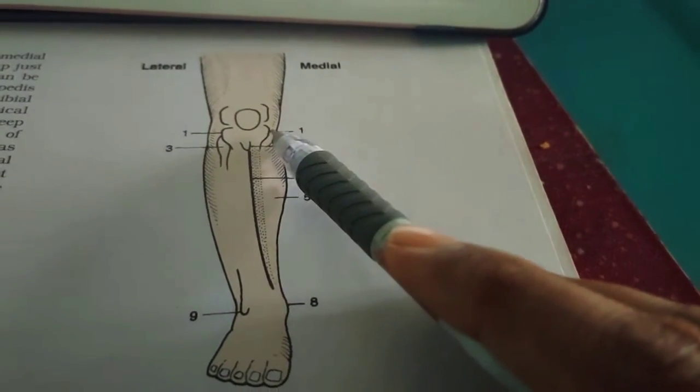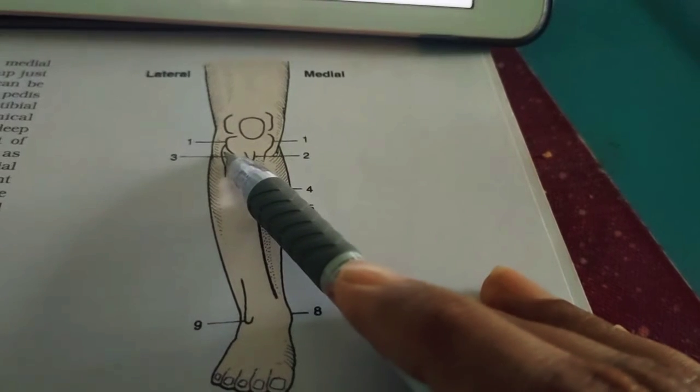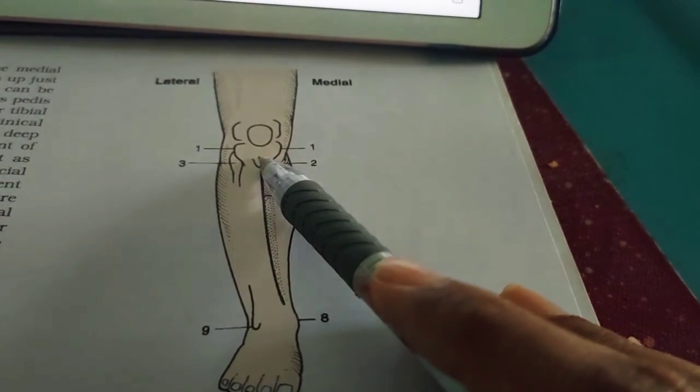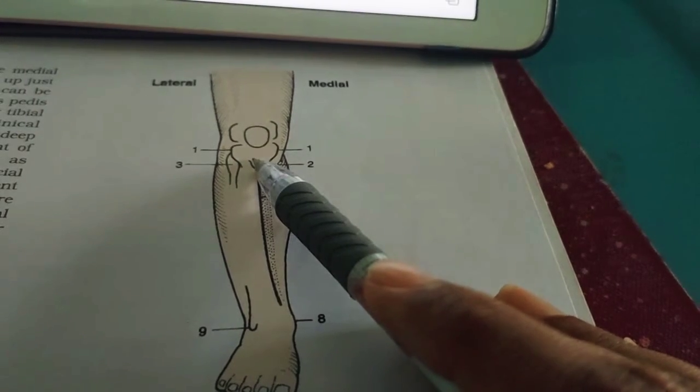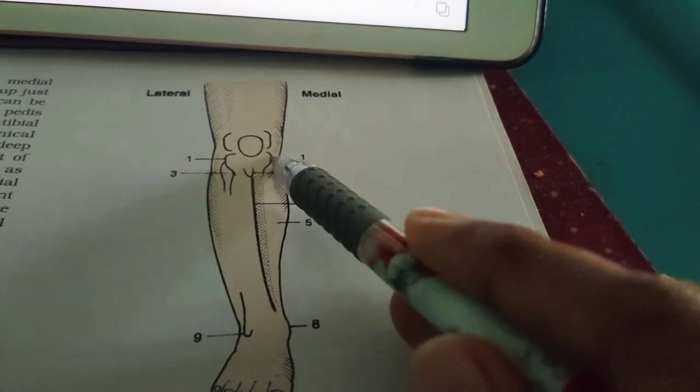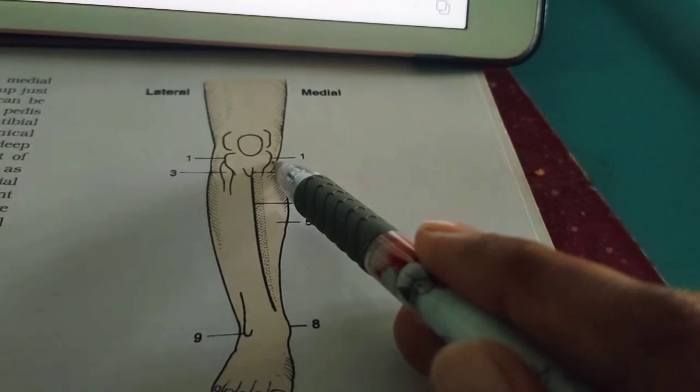Surface landmarks of the leg. So you can observe the medial and lateral condyles of the tibia. They can be felt especially in a flexed knee when the thigh is flexed and laterally rotated. So the thigh should be flexed and laterally rotated, then you can feel the two condyles of the tibia.